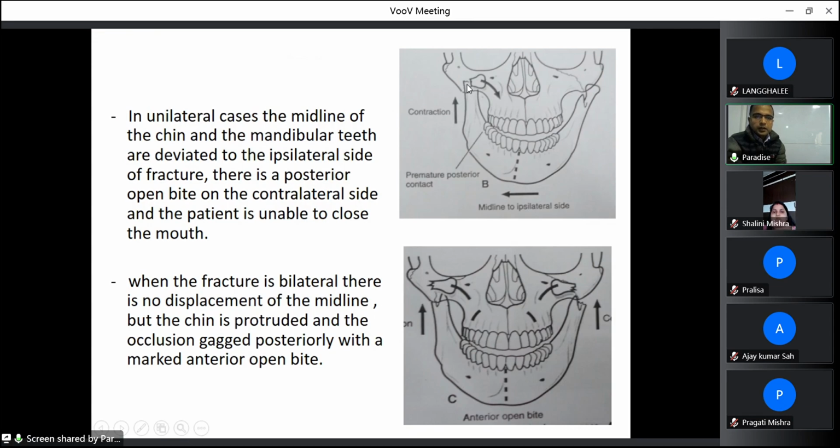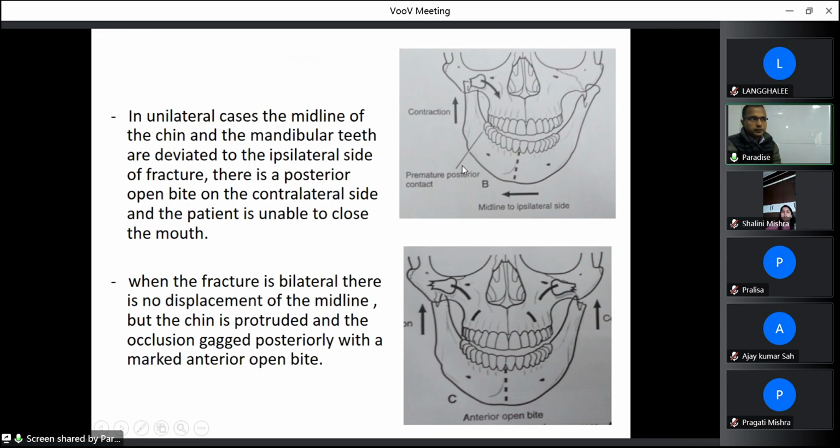Here, the right side of the condyle is fractured, so it will lead to contraction on the ipsilateral side due to contraction of the masseter muscle and medial pterygoid. On the same side, there is shortening of the ramus height. As there is shortening of the ramus side, there will be premature posterior contact in the molar region, so it will lead to posterior open bite on the contralateral side, and the midline will be shifted to the same, ipsilateral side.